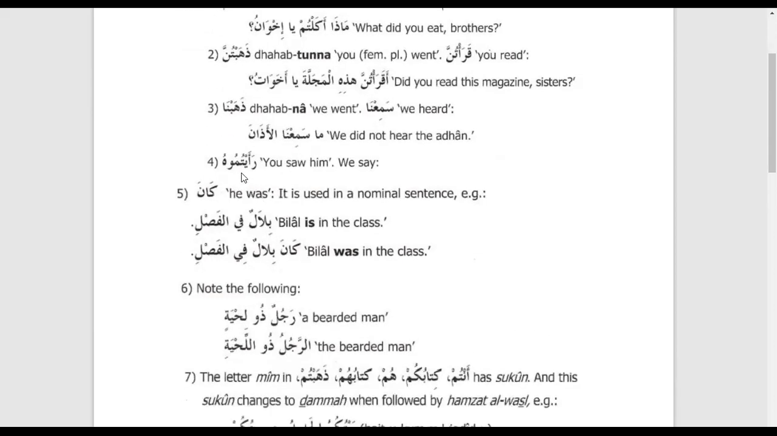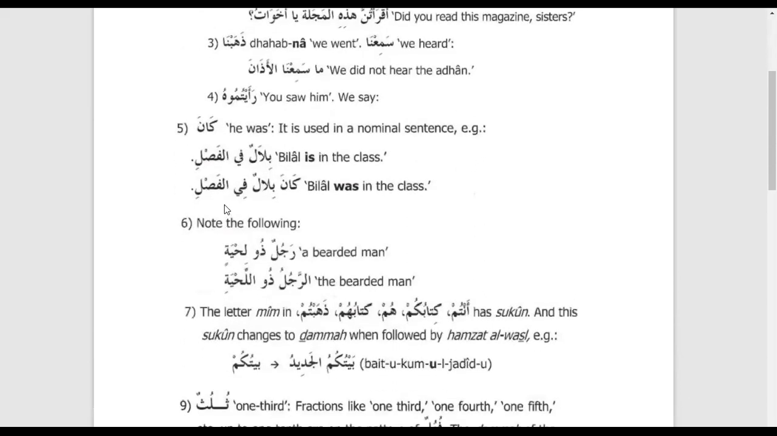Ra'aytum, and when we connect tum with al, we know that we have to add dhamma, and when we have to connect it with the attached pronoun, then we have to add waw as well. So ra'aytum has changed into ra'aytumuhu.